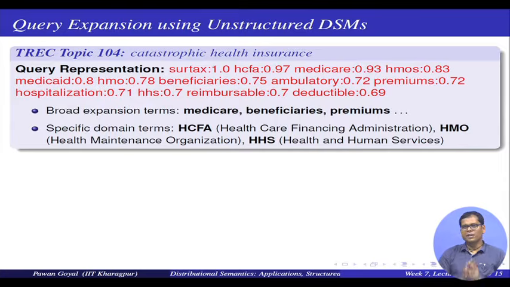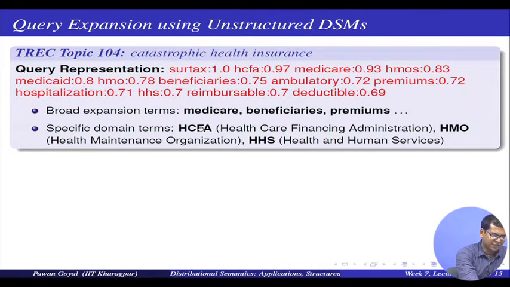In addition, you also get some very specific domain terms, like here HCFA, that is a US domain term for Healthcare Financing Administration. Similarly, HMO for Health Maintenance Organization, HHS. So these are very domain specific terms. So if you know that your query is coming from a certain domain, this approach can be very helpful to also find out terms that can be used to expand the query and are also domain specific.